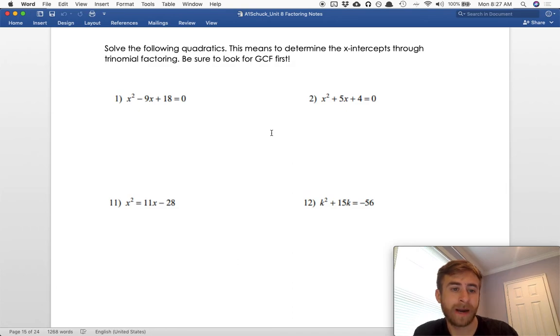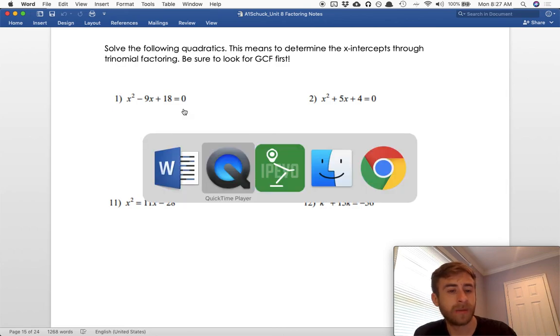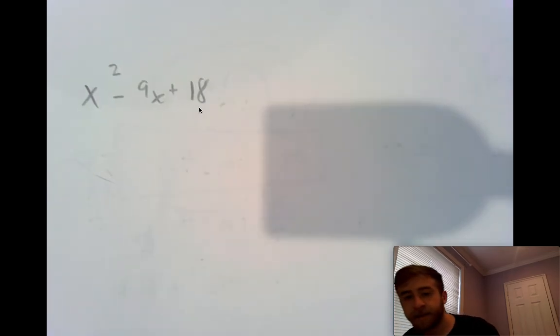x squared minus 9x plus 18 equals 0. We're also going to be talking about getting the actual solution, right? The factors are just a way to get the solution in a nice, easy way. So let's go over here. x squared minus 9x plus 18.